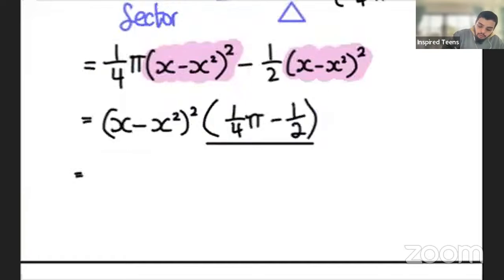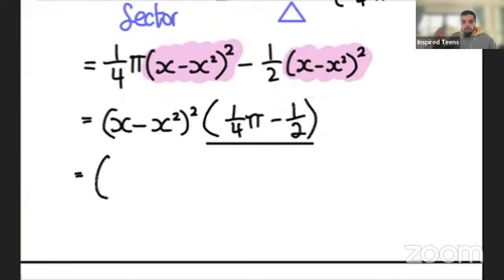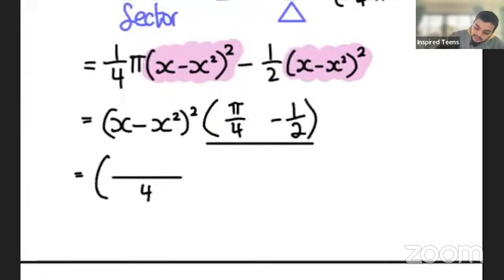So I'm going to swap the order. I'm going to write this one first now, because they have it first. And actually what they did here is they did LCD, because this is a subtraction of fractions. In order to add or subtract fractions, you always have to do LCD. So if I do LCD, my lowest common denominator would be 4. If we rewrite this as pi over 4, because 1 over 4 pi is the same as pi over 4, the LCD is 4.